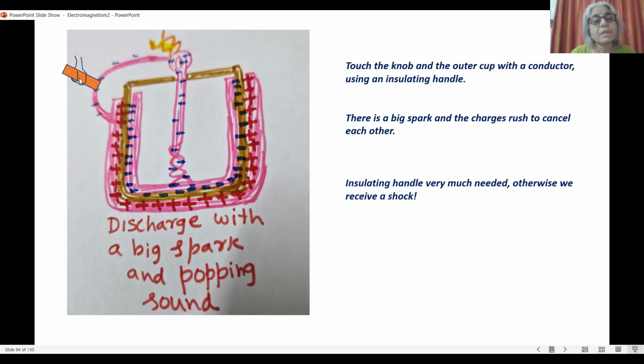So this insulating handle is very necessary because there is a lot of charge stored in a Leyden jar, and if you touch it with your bare hands, then the charge will flow through your body and it is an unpleasant shock. So to spare yourself the shock, we use an insulating handle.